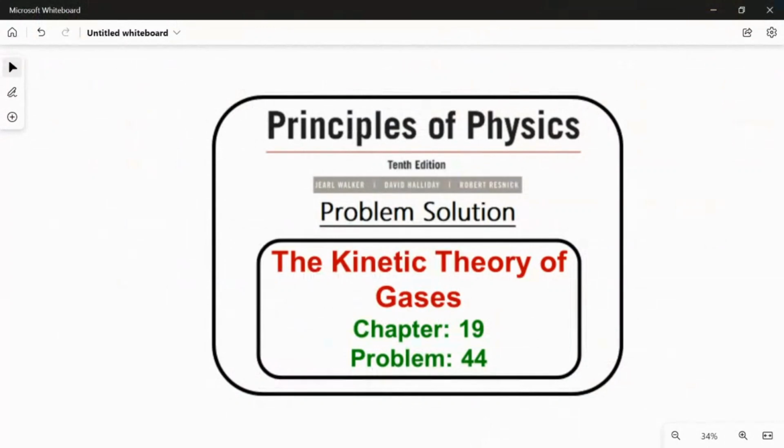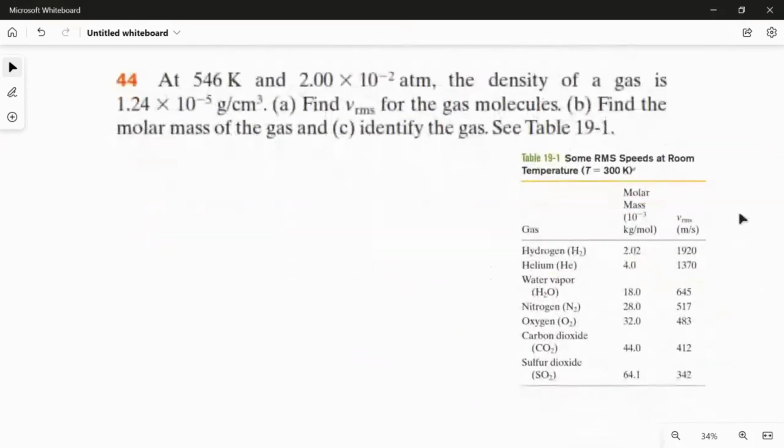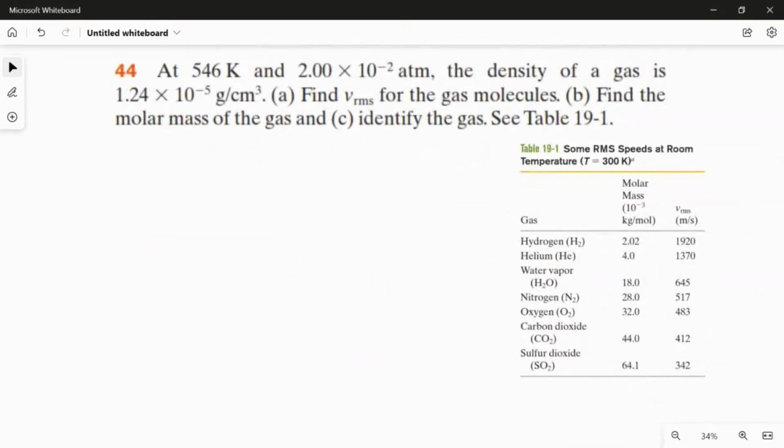In this video, I am going to solve problem 44 from chapter 19. At 546 Kelvin and 2 × 10^-2 atm, the density of the gas is 1.24 × 10^-5 gram per centimeter cube.